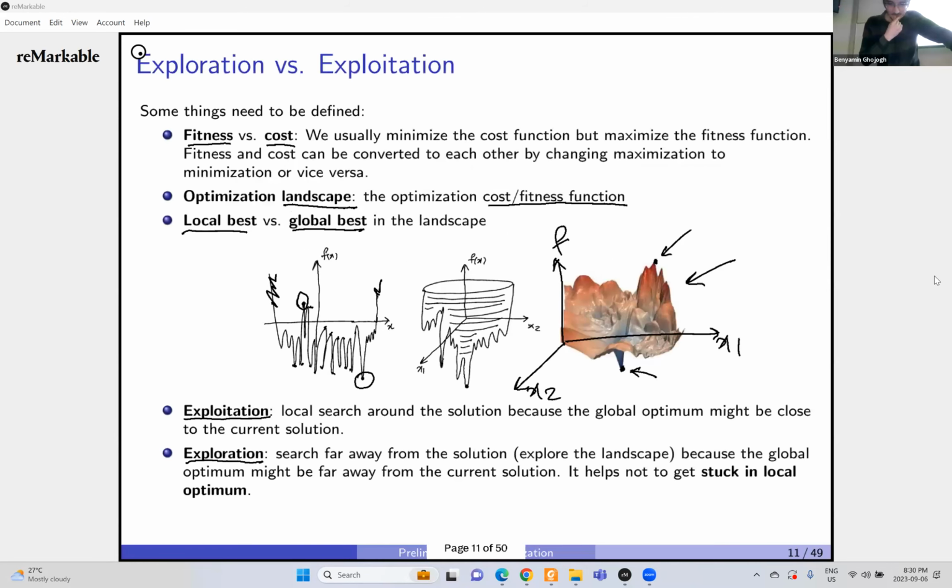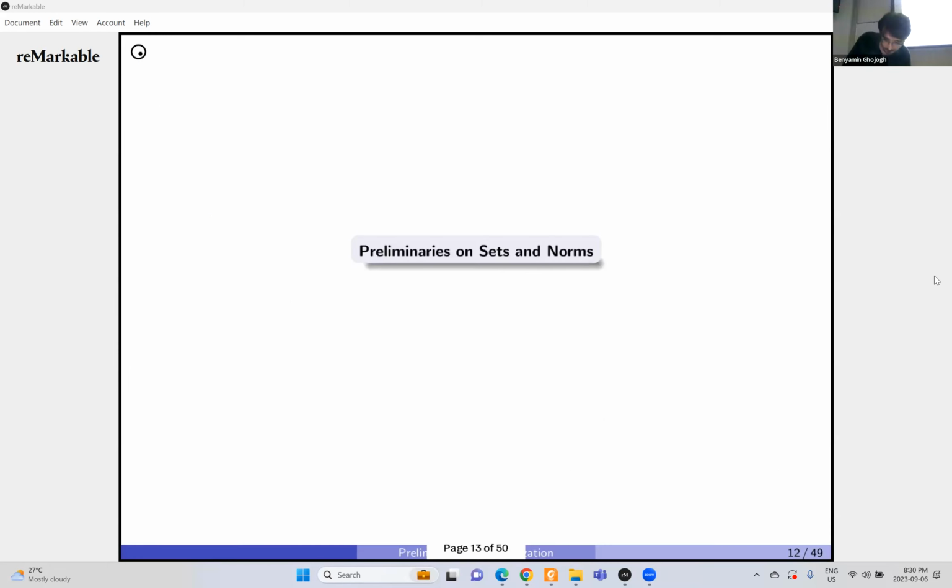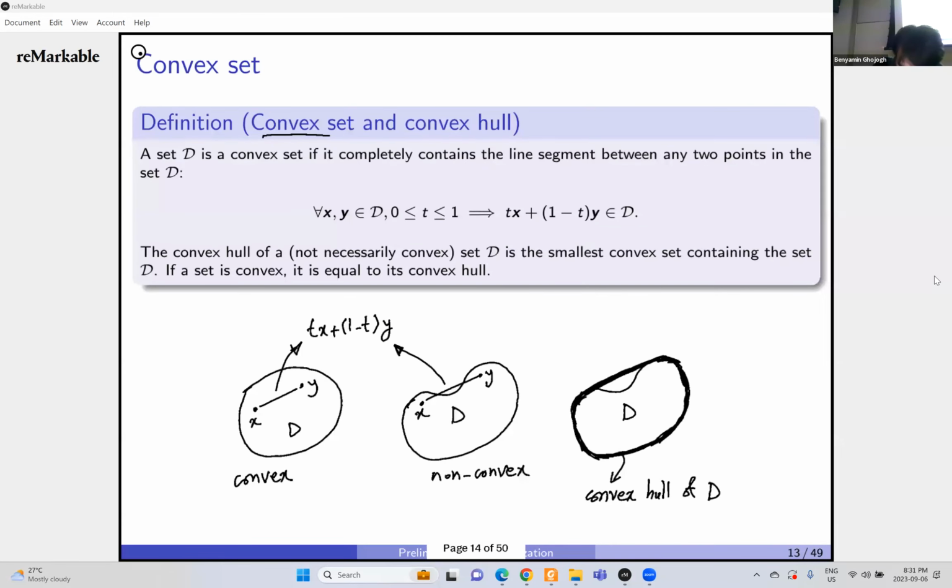Okay. So local best, global best, I explained that. Let's move forward. Preliminaries on sets and norms. Convex set and convex hull.